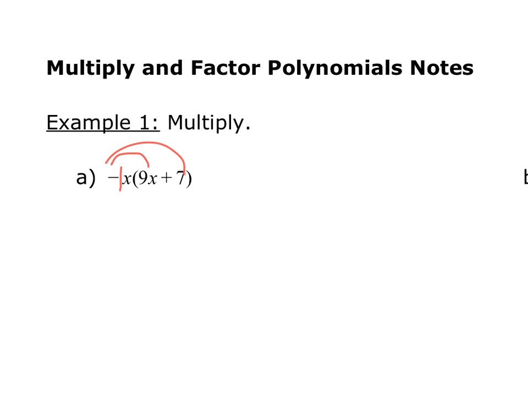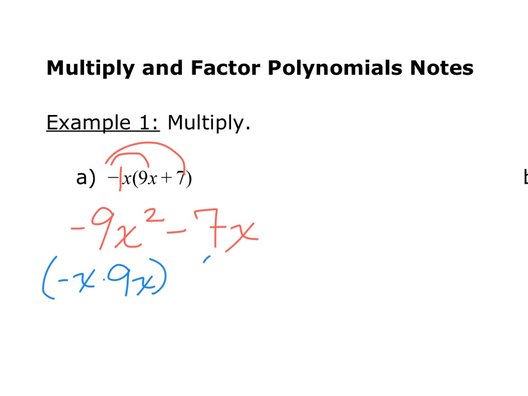So first, negative 1x times 9, well, negative 9x squared, because we're going to add those exponents, right? And then negative 1x times 7, negative 7x. Wait, why not squared? Good question. 7 doesn't have an x, so there's only one x. If I write this out, this one is negative x times 9x, and this one was negative x times 7. Good question.